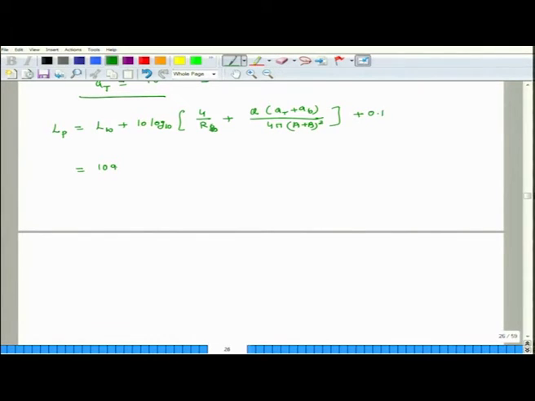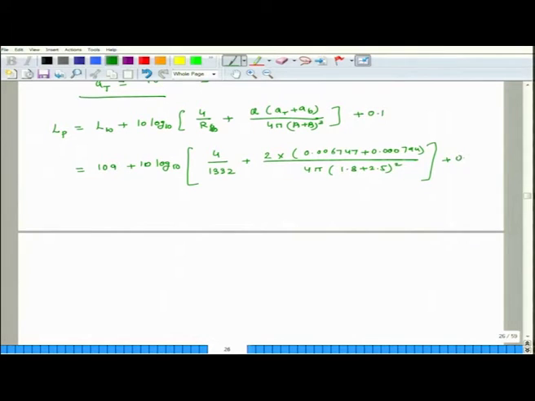109 watt decibels plus 10 log of 10 times 4 divided by 1332 square meters, that is the room constant with the barrier, plus directivity index, or directivity factor, is 2 times AT 0.006747 plus 0.000794 divided by 4 pi times 1.8 plus 2.5 square plus 0.1.